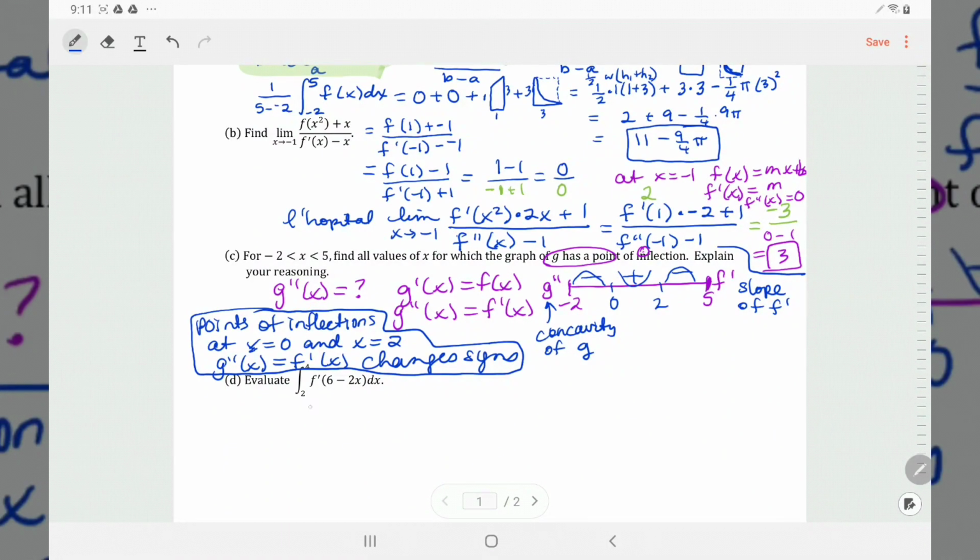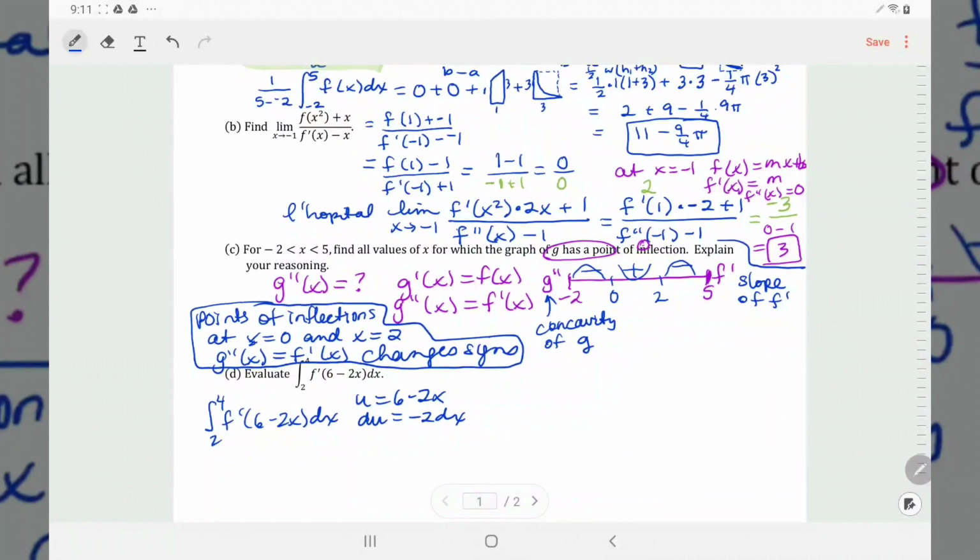This is rarely in a free response question. Looks like a multiple choice question, actually. So it's kind of cool that multiple choice practice is still, lucky we did some multiple choice practice. So this is f prime of u, and that's du over -2.